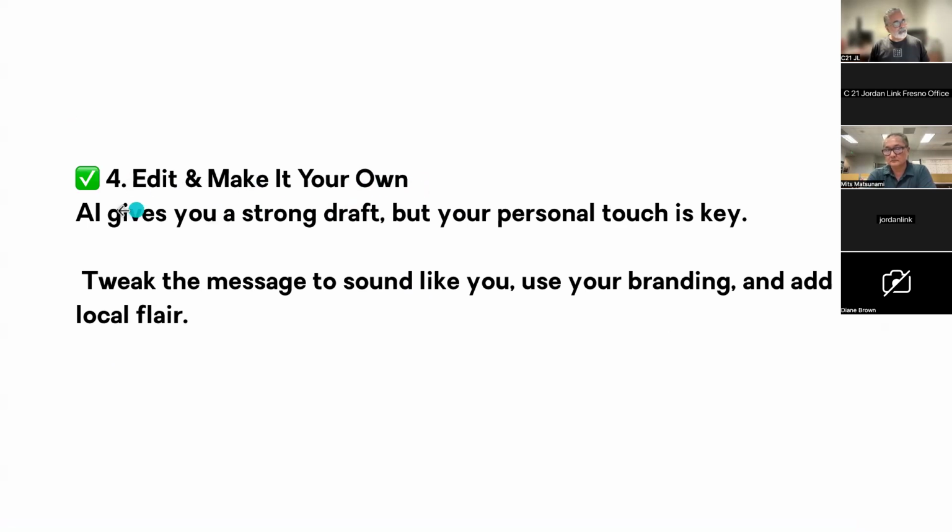Edit and make it your own. AI gives you a strong draft, but it's your personal touch. Remember, tweak the message to sound like you. I've seen so many social media posts and so many listing descriptions where I know that agent didn't write it. They don't even know how to use emojis, and there's a gazillion emojis and hashtags sitting in a post. All of a sudden, I'm like, there's no way.